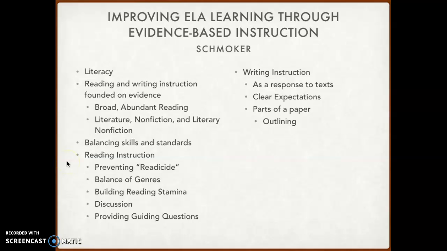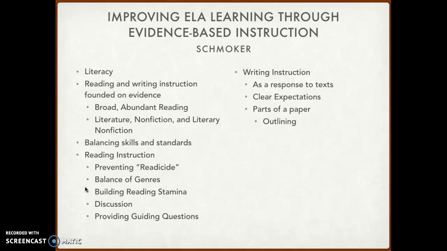For reading instruction, the big thing he talks about is preventing read-aside. So read-aside is developing human beings that don't like to read. That's often what we do in our English classrooms is we're just reading efferently all the time, and then students hate reading. So we need to make sure to include some aesthetic reading as well, making sure students are enjoying the literature, and making sure that we're teaching them how to read it effectively.